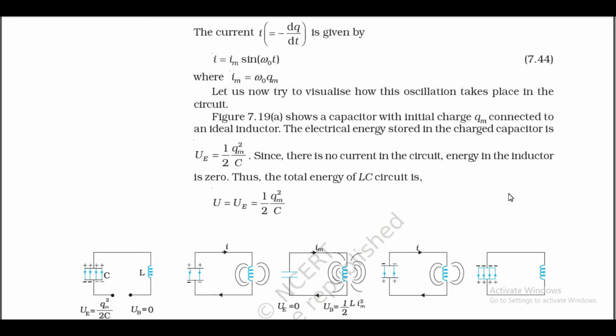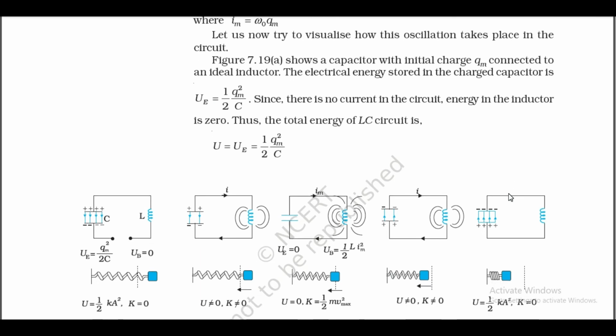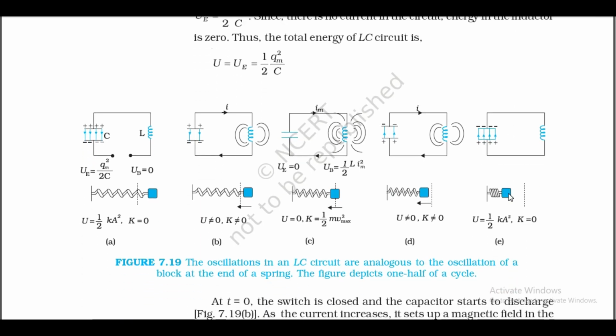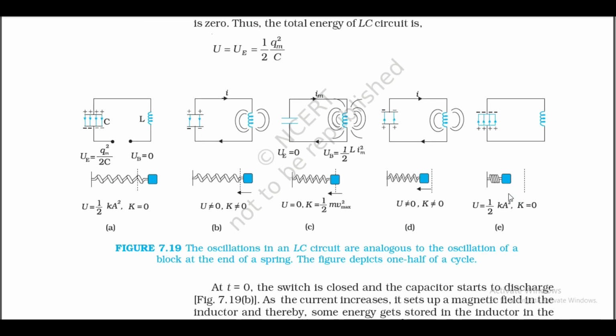Let us now try to visualize how this oscillation takes place in the circuit. Figure 7.19 shows a capacitor with initial charge Qm connected to an ideal inductor. The electrical energy stored in the charged capacitor is UE is equal to 1 by 2 Qm square divided by C. Since there is no current in the circuit, energy in the inductor is 0. Thus, the total energy of the LC circuit is U is equal to UE is equal to 1 by 2 Qm square by C.